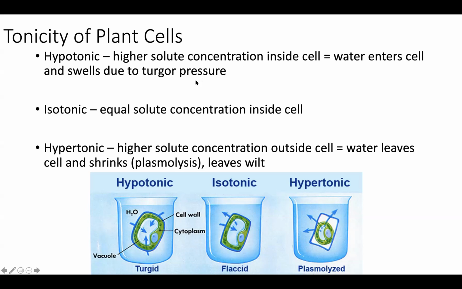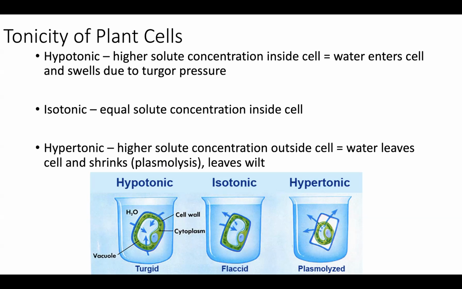Isotonic is where there is equal solute concentration inside and outside of the cell, so there's not really going to be a net movement of water. And then lastly, we have hypertonic. This is where there's a higher solute concentration outside of the cell, and the water will leave the cell and shrink. This is considered plasmolysis. This is when we see wilting leaves, because the plants are dehydrated in a sense.